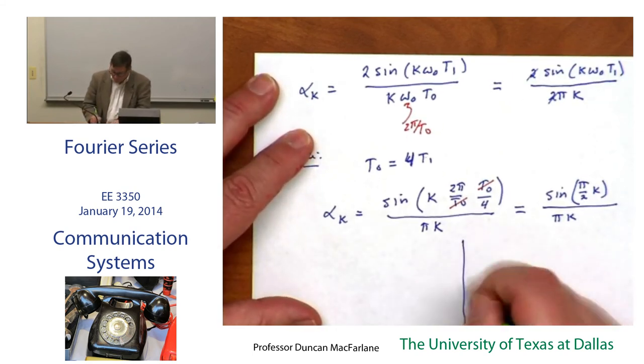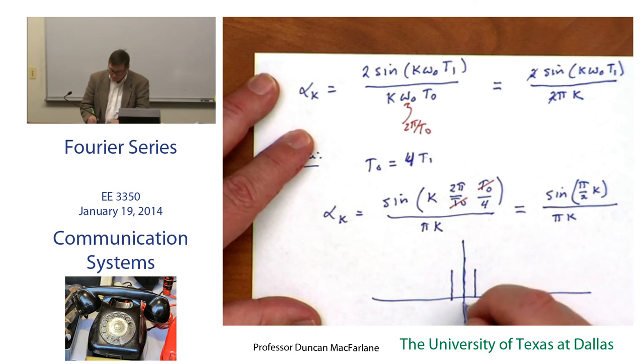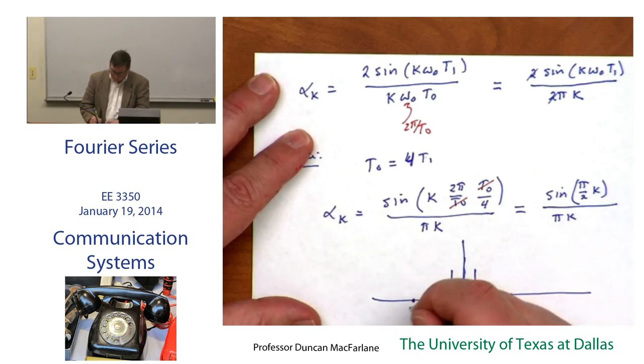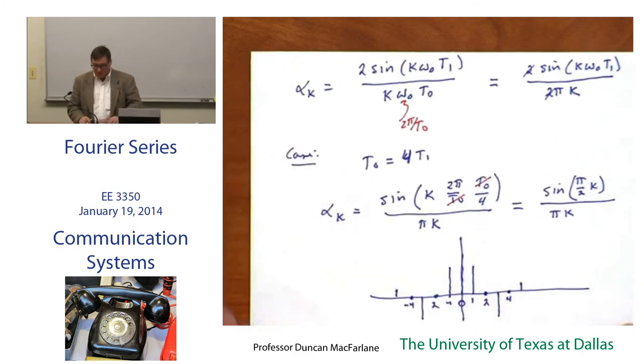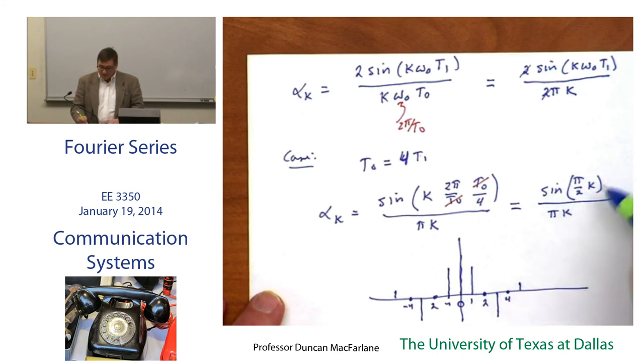And if I plot this, zero, one, minus one, two, two, three, four, minus four, or zeros, five, or up, and so on and so forth. So you see I have a sinusoid that changes with a pi over 2 period. So k equals 0, I have a 0 over 0, that's a 1. I have a k equals 1, I've got sine of 90 degrees divided by pi. And then k equals 2, I have a sine of pi, which is 0.